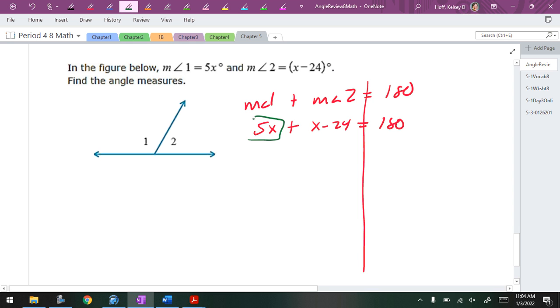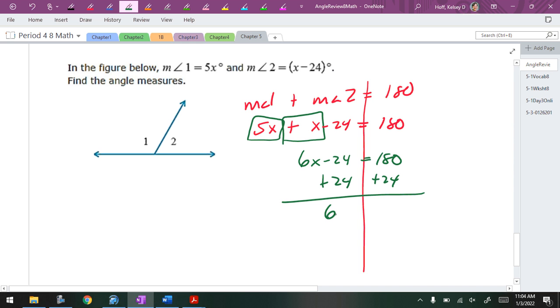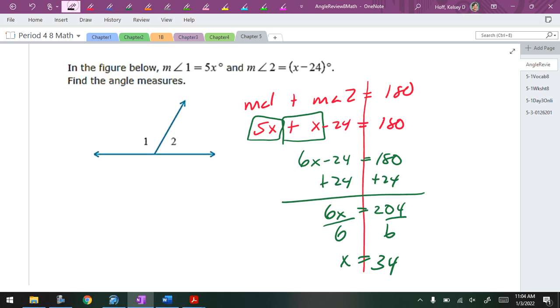Add your x's together. 5x plus x is 6x minus 24 equals 180. Very good. Add 24 to the other side. 6x equals 204. Then x is 34. Is 34 my answer? No. What did we say angle 1 was? 5x. So I need to plug it in, right?